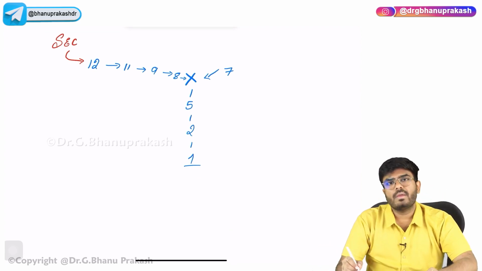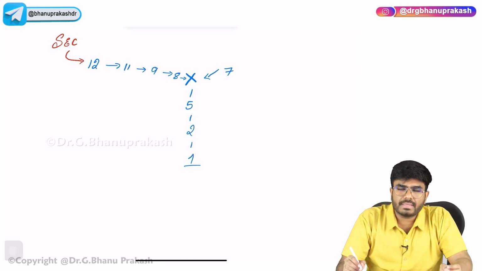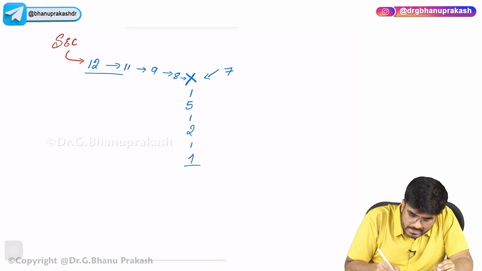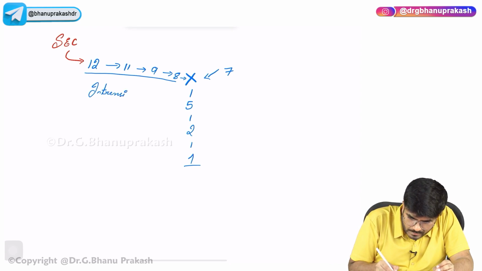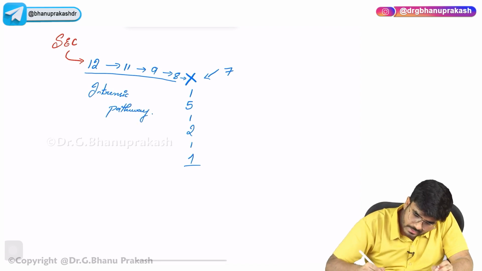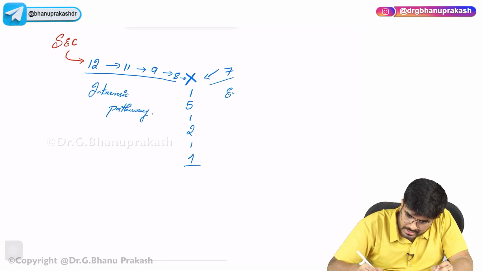So same 10. Whatever I have shown you here is the intrinsic pathway. The pathway which I am showing here is the extrinsic pathway. Okay, intrinsic pathway and extrinsic pathway.